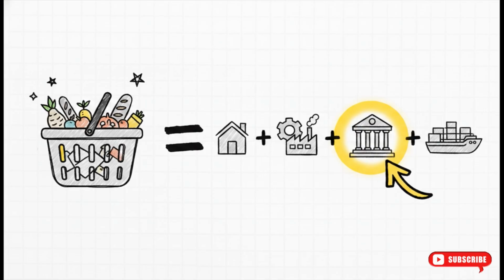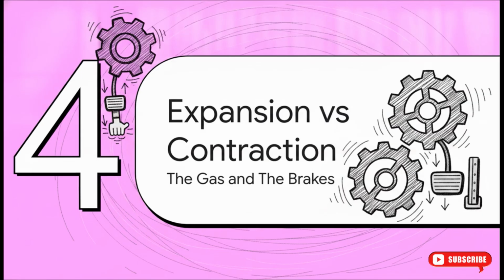So by tweaking just taxes and spending, a government can effectively manipulate almost every single variable in this equation to steer the nation's total output. It's incredibly powerful stuff. Section 4. Expansionary versus contractionary policy. The gas and the brakes.